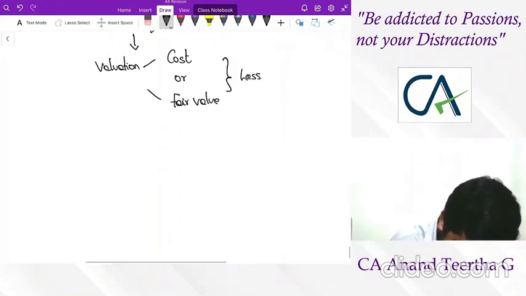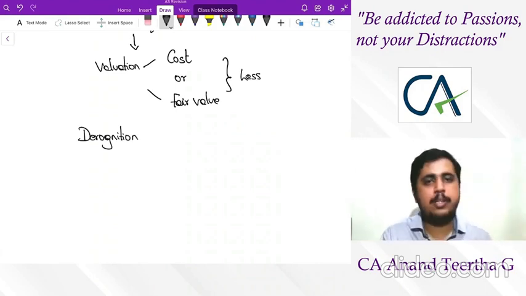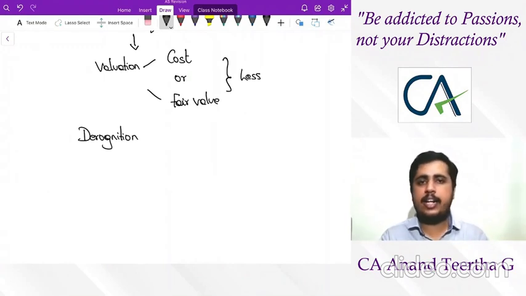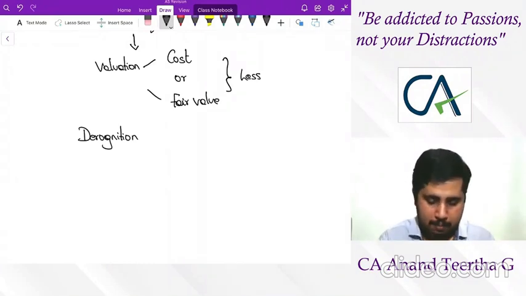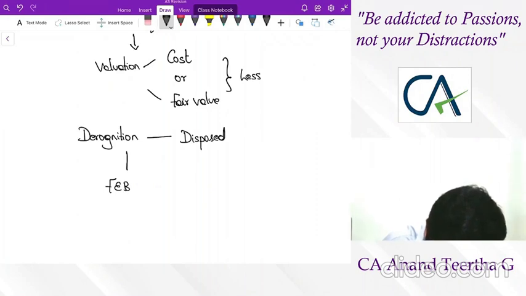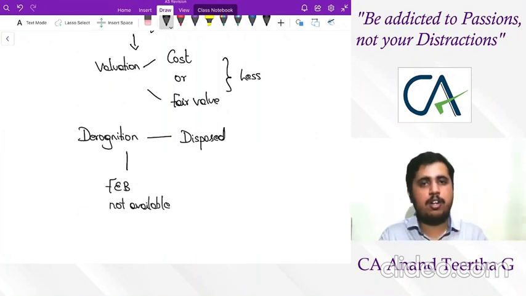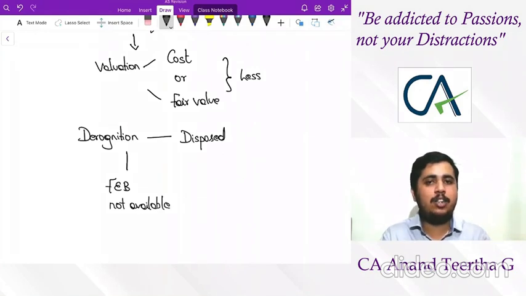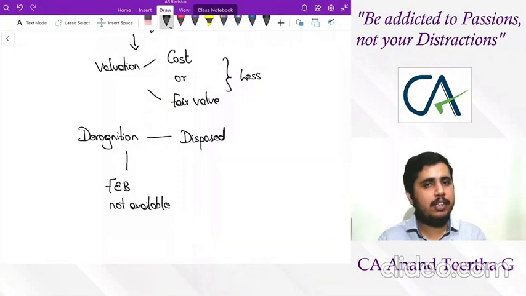What about derecognition? Now, derecognition can happen in two situations. Recognition, bring the asset. Derecognition, delete the asset. And how can deletion of asset take place? Deletion of asset can take place in two situations. Number one, either it is disposed, or number two, future economic benefit is not available. Because if future economic benefit is not available, recognition criteria is not met, derecognize. So that's how it should be understood.